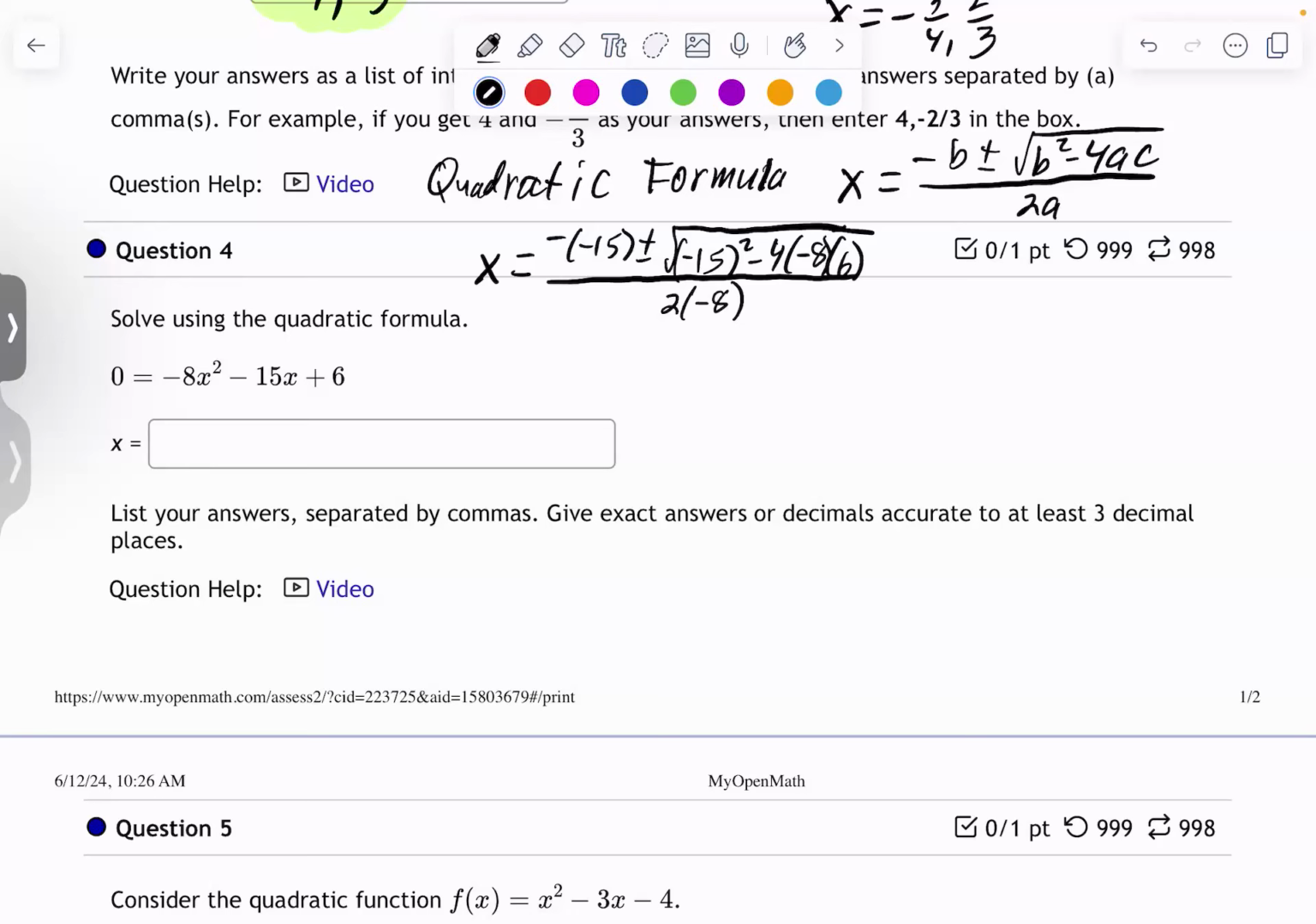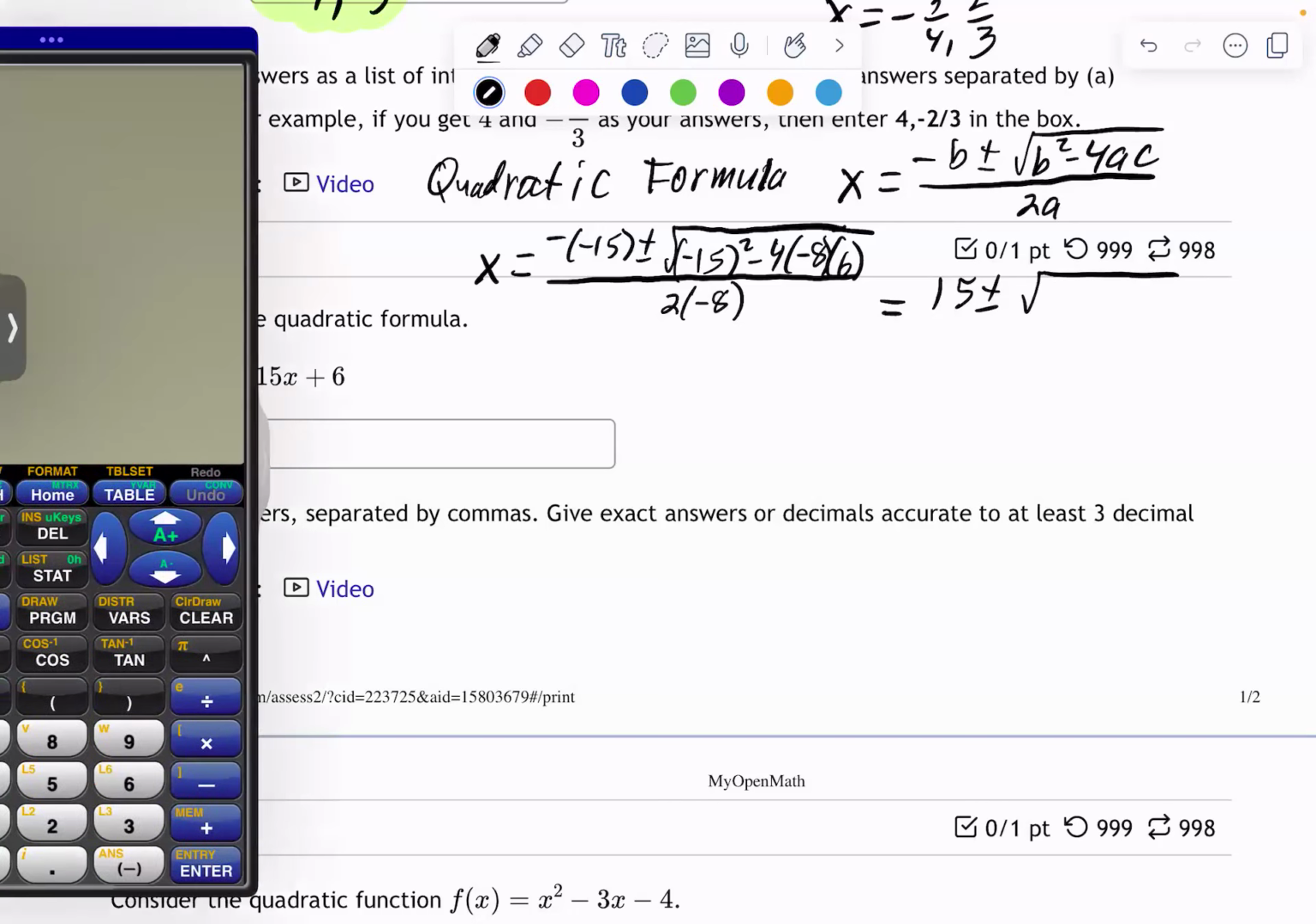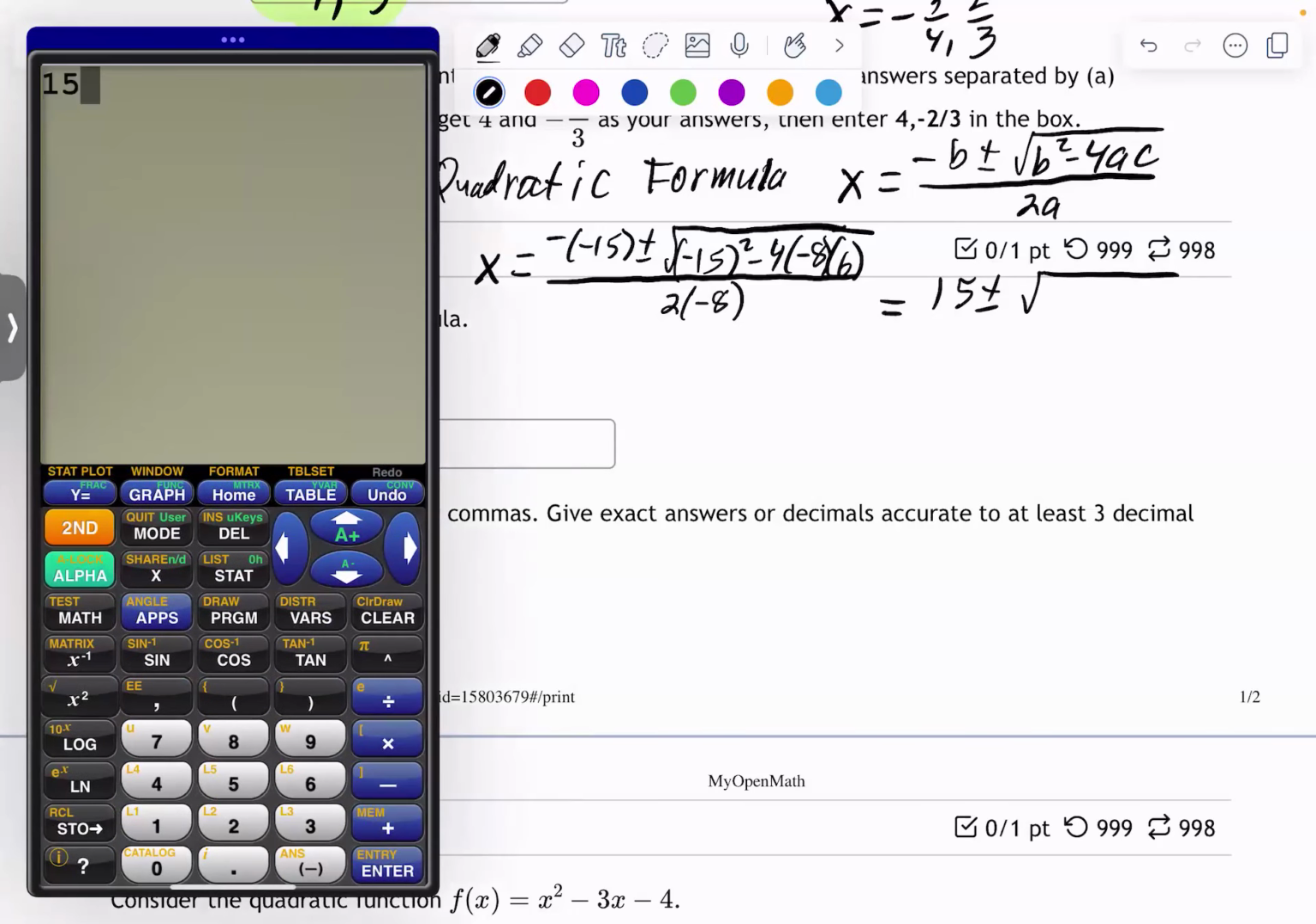And let's crunch all that together. See what we get. So 15 squared, and that becomes plus because of the minus minus, 4 times 8 times 6. This is 417. And all over negative 16. So let's see what we get when we dump that into a calculator.